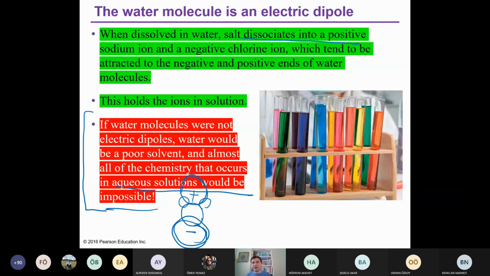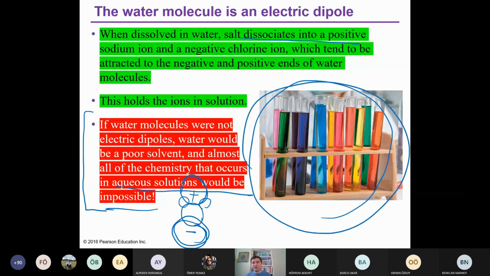Here in the picture on the right side, you can see different aqueous solutions within the water, and you can keep them for a long time. Okay, this is the electric dipole property of the water molecule. Water is very important for chemistry, for physics, and also for our life and many applications. It can do that with its electrical property, because it is an electric dipole. I hope it is clear.